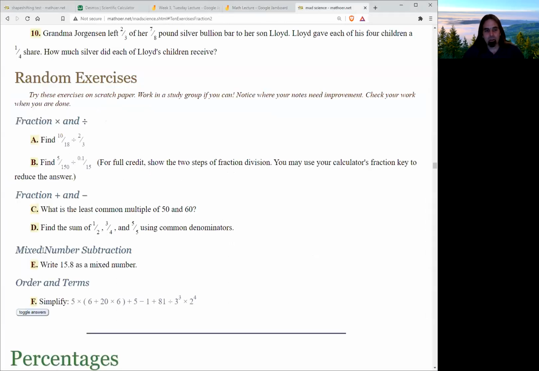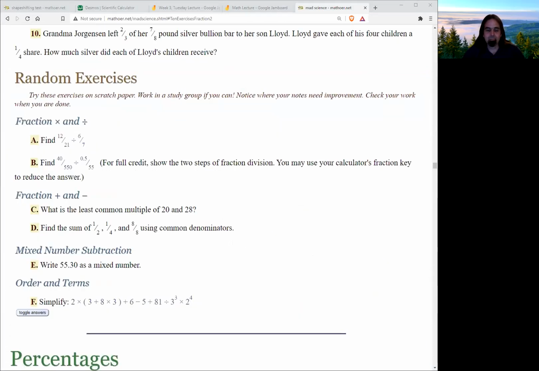Should we reload and try more of these? Sure. Okay, I've reloaded. There's new ones. Which one do you want to do? Not ERF. Those are future topics. Can we try B? B? Sure.